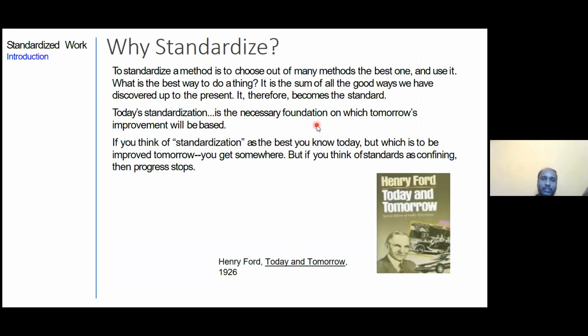So why is standardization required? As already told, to standardize a method is to choose the best one out of many methods and use it. So what is the best way to do a thing? It is the sum of the good ways we have discovered up to the present. Once we standardize, other people need not invent it again. Standardization can be followed by other people also. So no new invention is required every time.